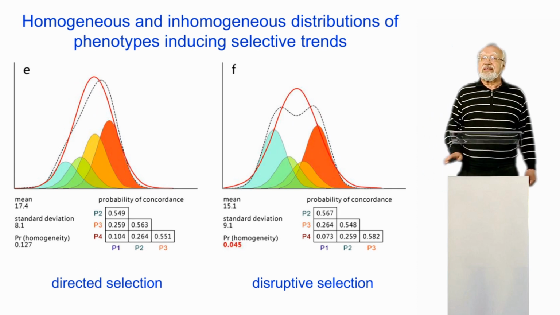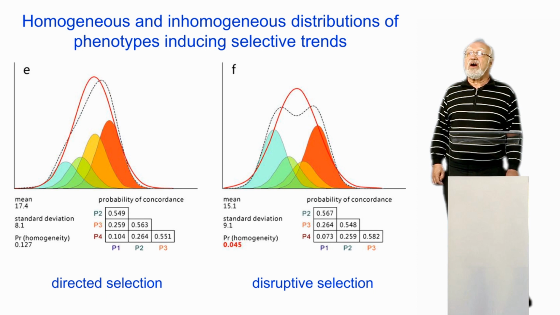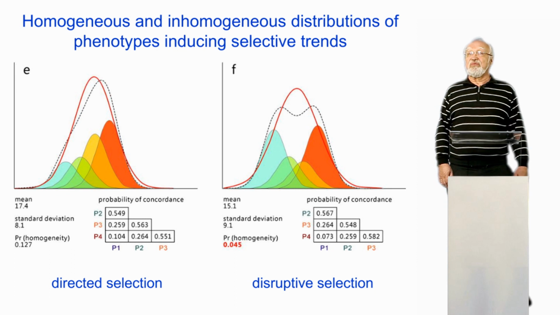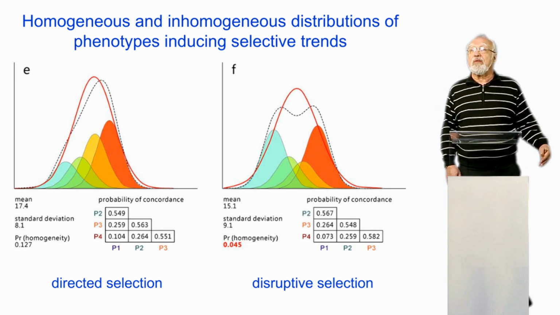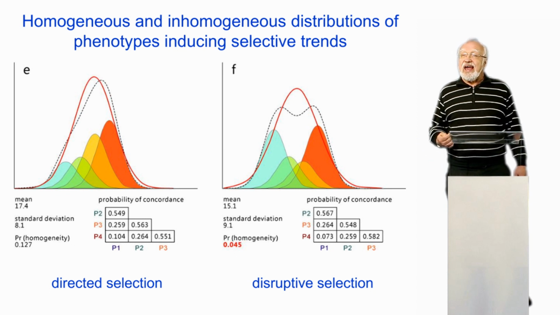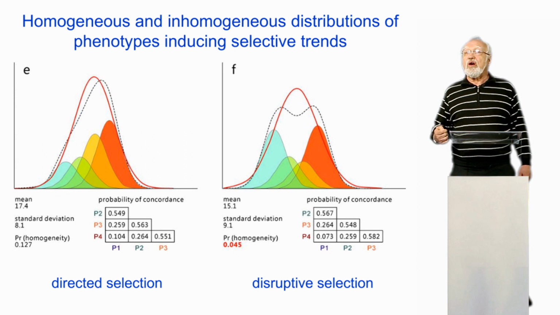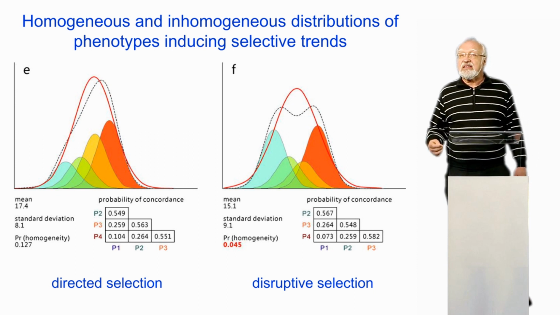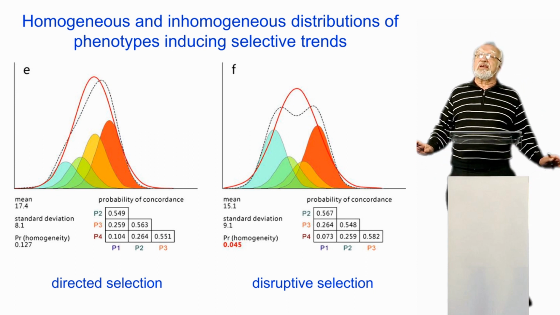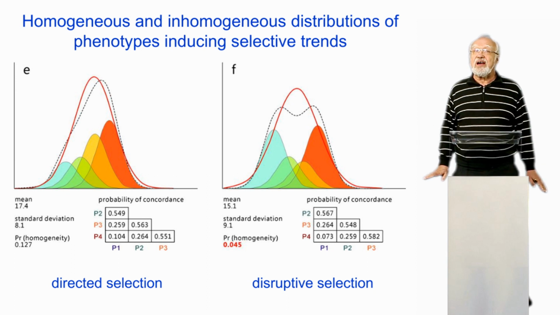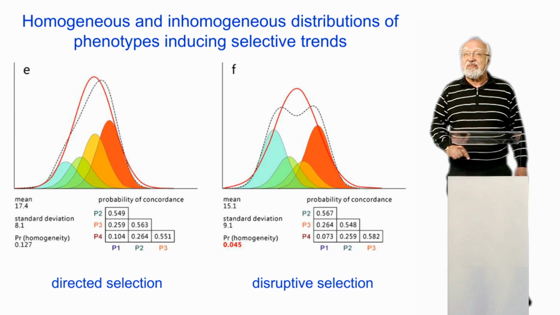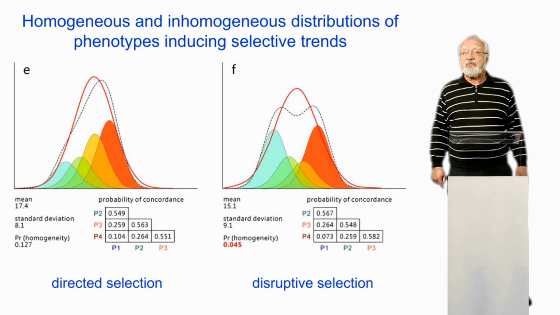Here you have other types. So at the border of this distribution of genotypes, the phenotypes are much more abundant than on the other side. So this can be selected or may lead to directed selection. Or on the right side, you can see that both phenotypes on the borders are preferred against the genotypes in the center of the distribution.